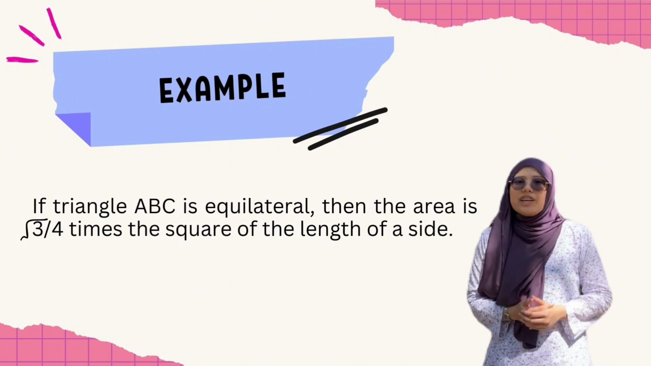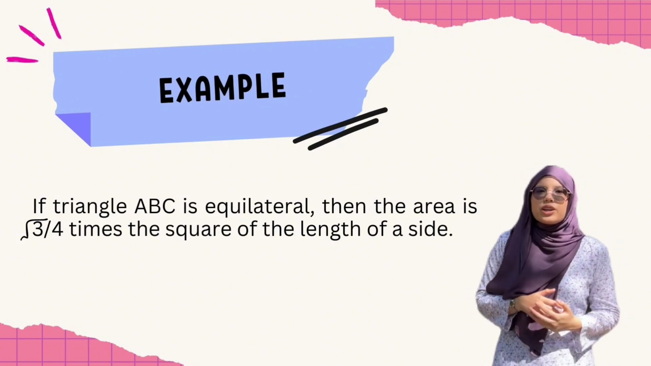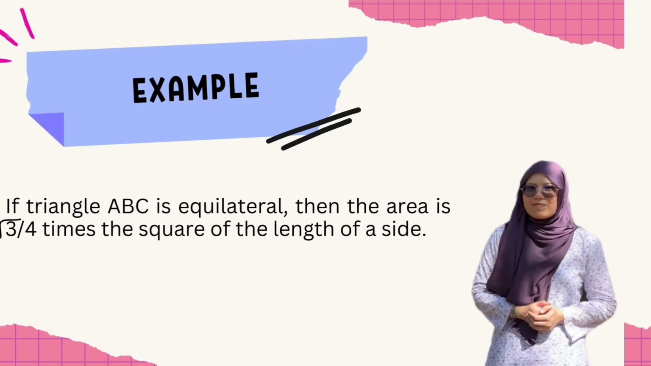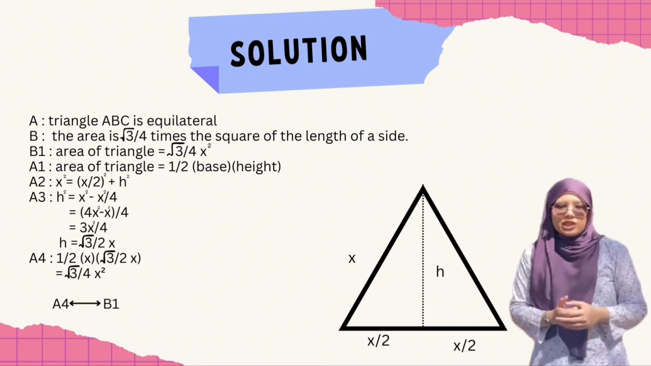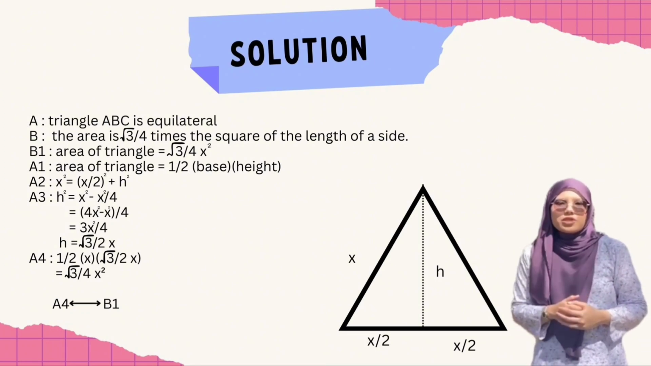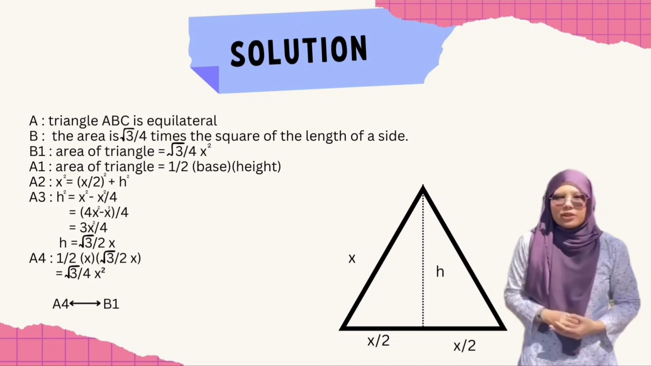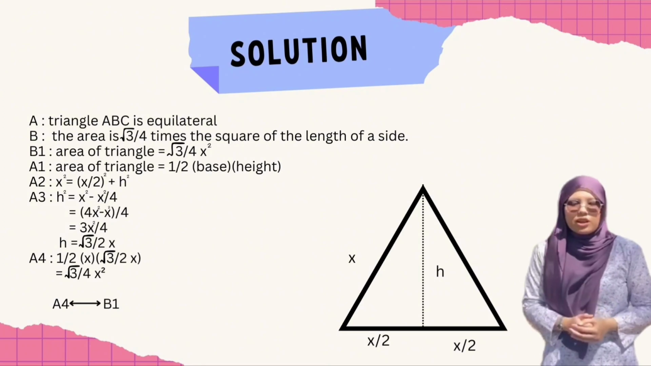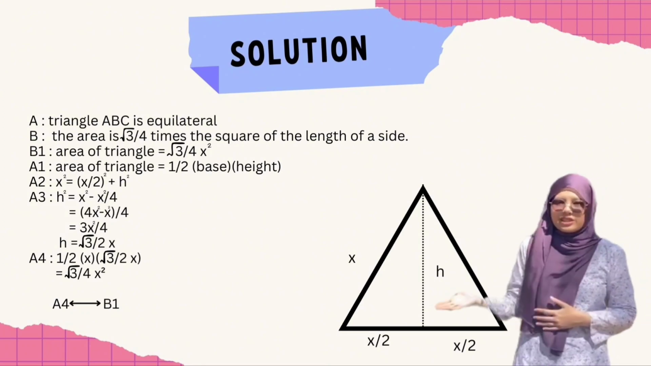Last example. If triangle ABC is equilateral, then the area is square root of 3 over 4 times the square of the length of a side. In this solution, statement A is triangle ABC is equilateral, while statement B is the area is square root of 3 over 4 times the square of the length of a side. In the backward process, we get the area of the triangle equal to square root of 3 over 4 times x squared. We get this area from here.